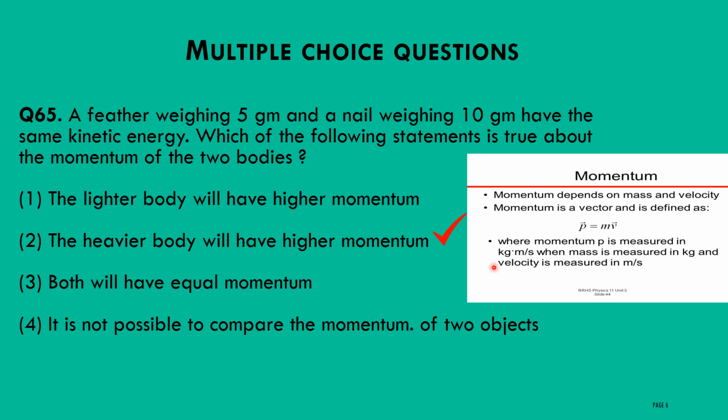Then one more thing here, what is the SI unit of momentum? The SI unit of momentum is kg meter per second. Then the SI unit of mass is kg. Then the SI unit of velocity is meter per second. These things also you have to remember. They may ask in the exam.